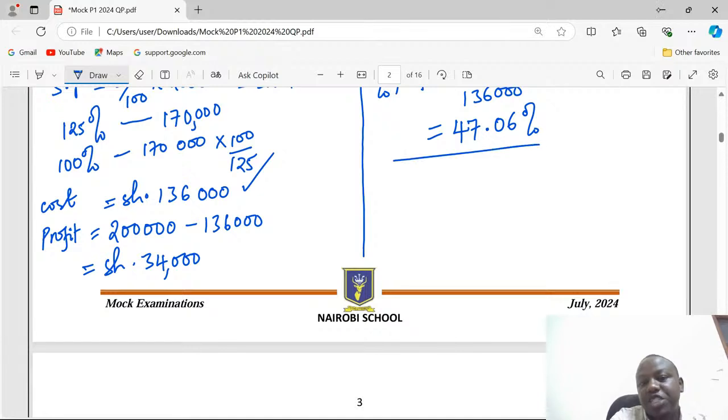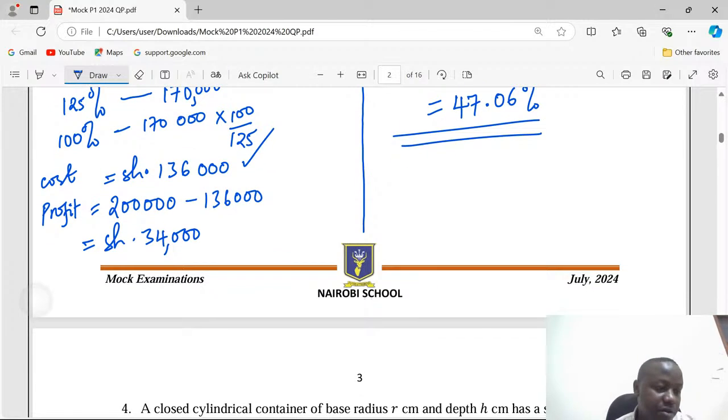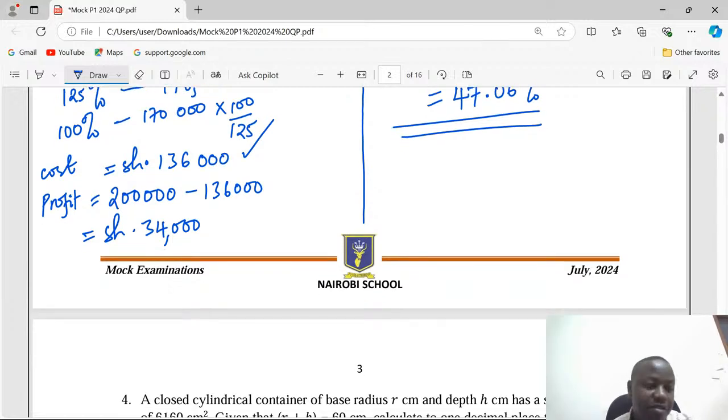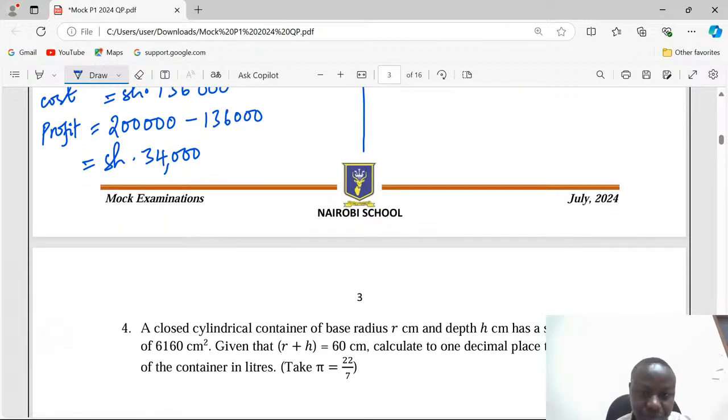So this is the percentage profit the retailer would have made from the sale of the Samsung phone.